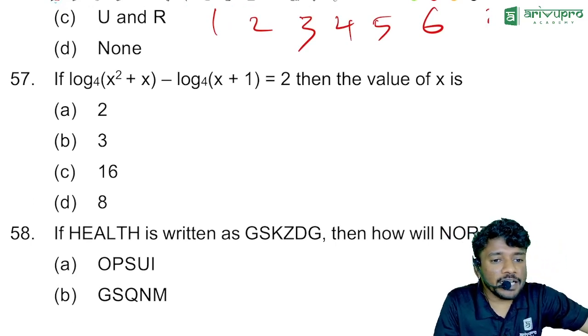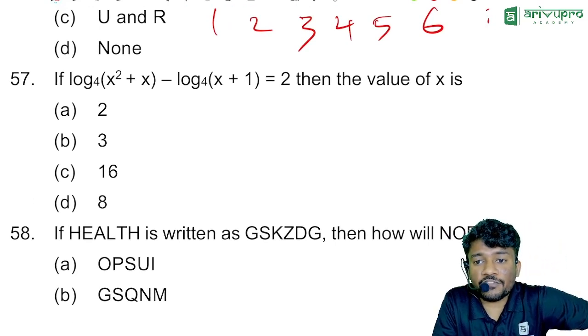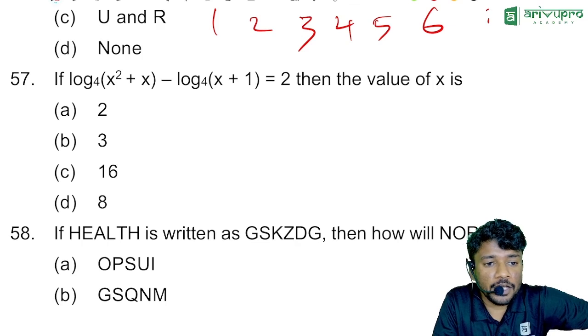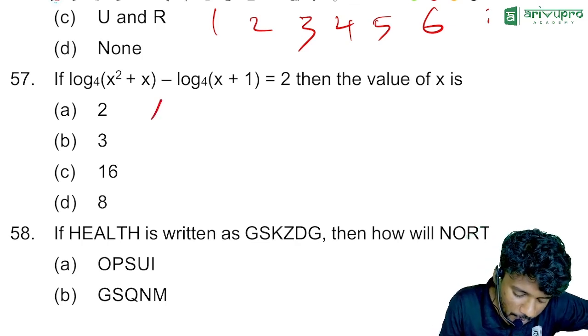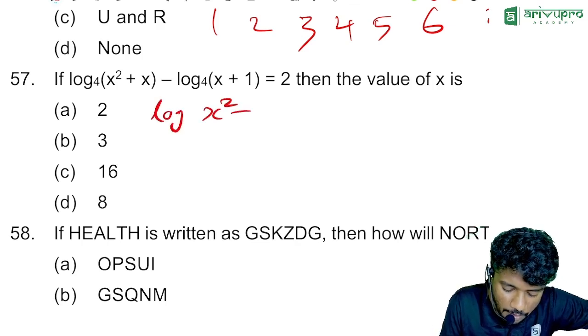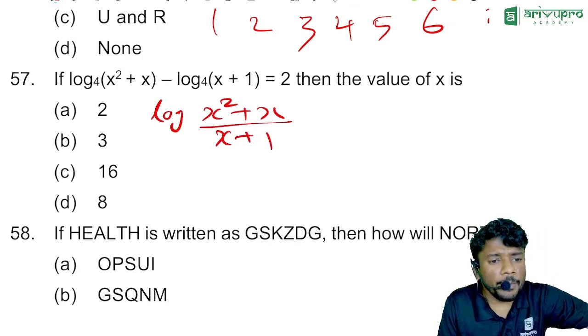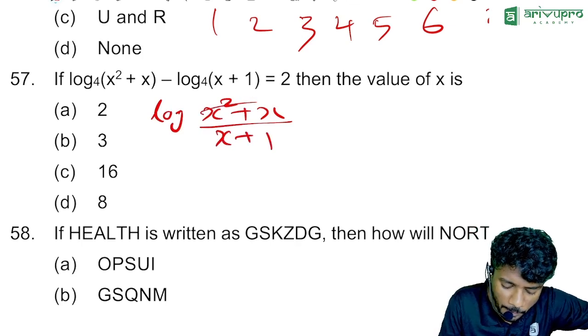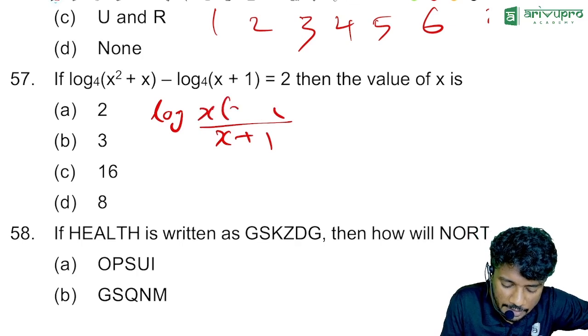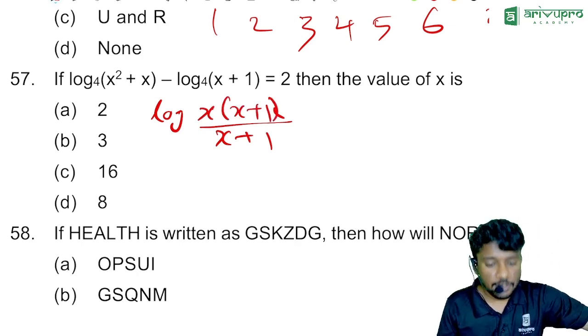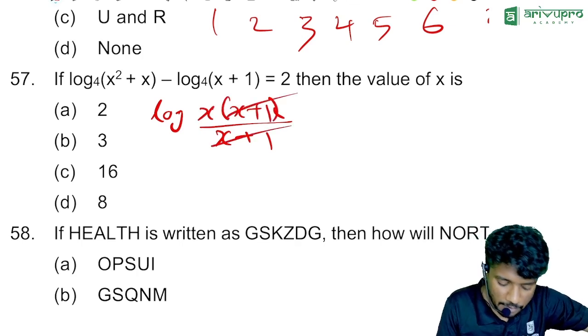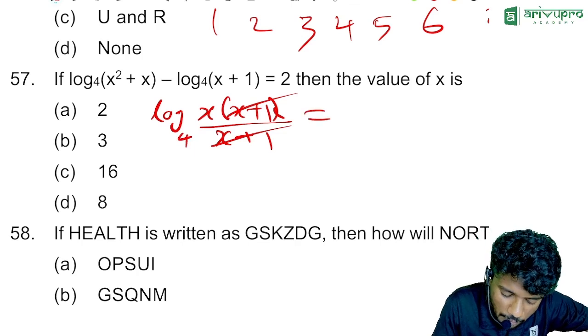Now, what is the formula? Log of A minus log of B is log of A by B. That means log of (x square plus x) divided by (x plus 1). What is common? X is common in the numerator. Can I write it as x into (x plus 1)? X plus 1, x plus 1 cancel. What is the base? 4, which is equal to 2.